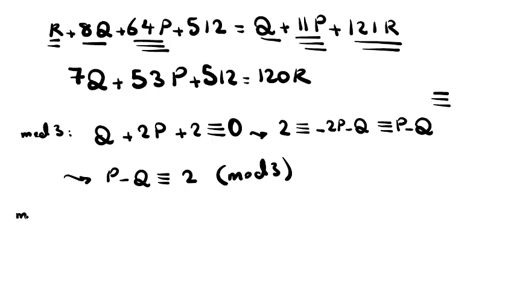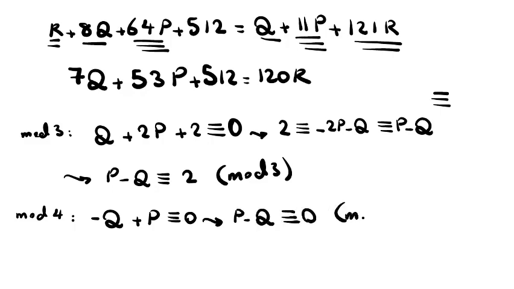Now, let's consider mod 4. 7Q is negative Q. 53 is plus 1 plus P, and 512 and 120R are 0. So again, you can say P minus Q mod 4 is 0.